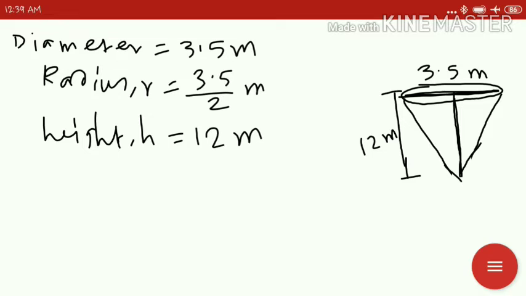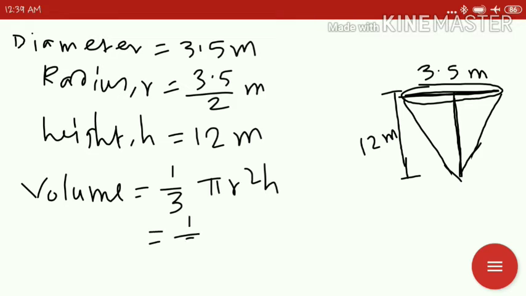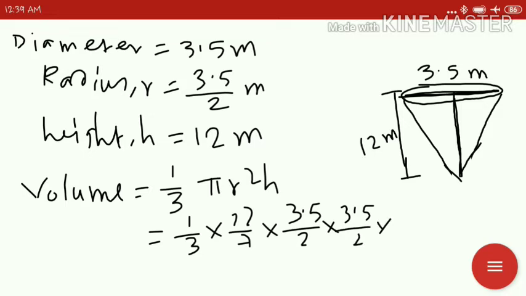As it was needed to find out the capacity, that means you have to find out the volume of it. So you will use the formula that volume equals 1/3 pi r square h. 1/3 pi means 22 by 7, r square, that means 3.5 by 2, that is the radius, should be taken 2 times 3.5 by 2, and the height is 12. Now if you calculate this one, you will get the result as 38.5 meter cube. Now the question is how to convert this meter cube into kiloliters.